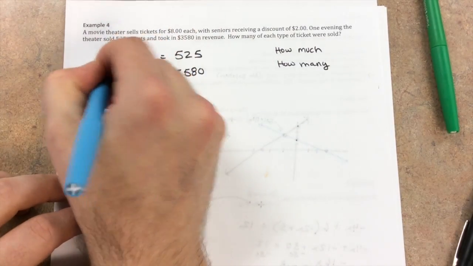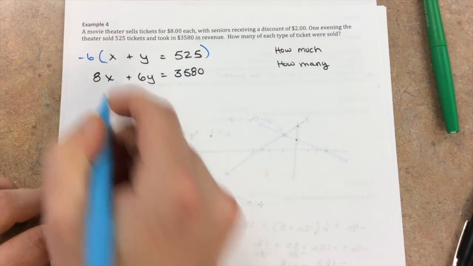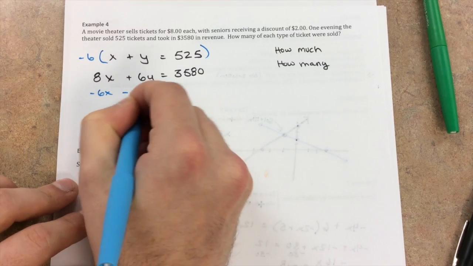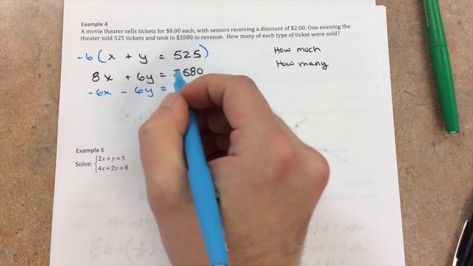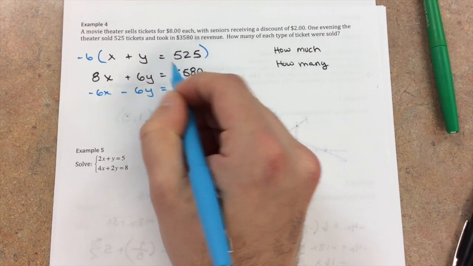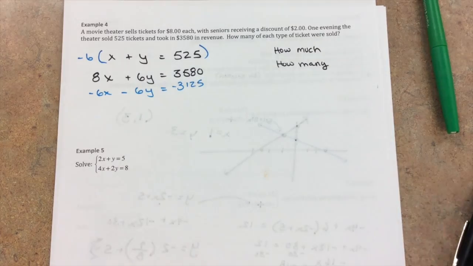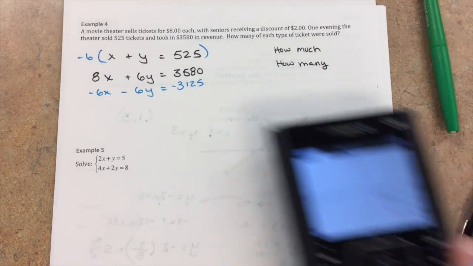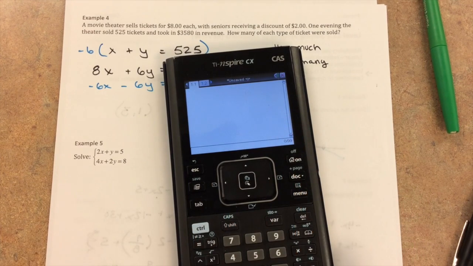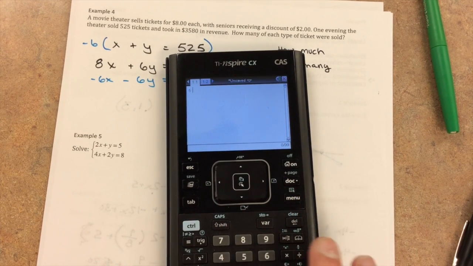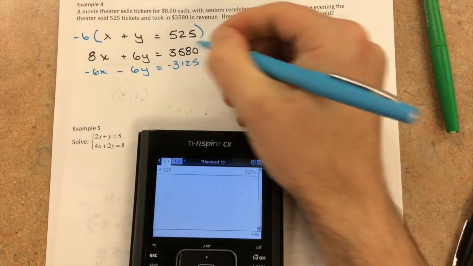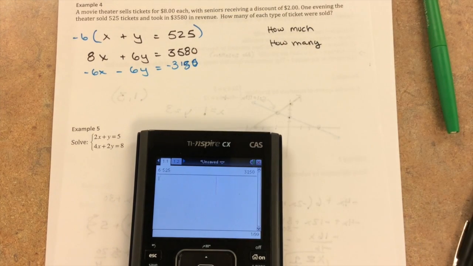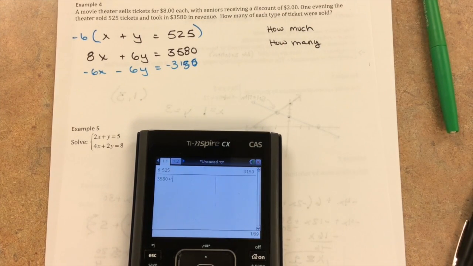So I'm going to multiply this first equation by negative 6. So I have negative 6x minus 6y equals, 525 times 6 is negative 3,125. I'm just going to check that on my calculator here. So again, I can do 6 times 525 equals 3150. Yes, 3150. So then 3580 plus a negative 3150, we get 430.